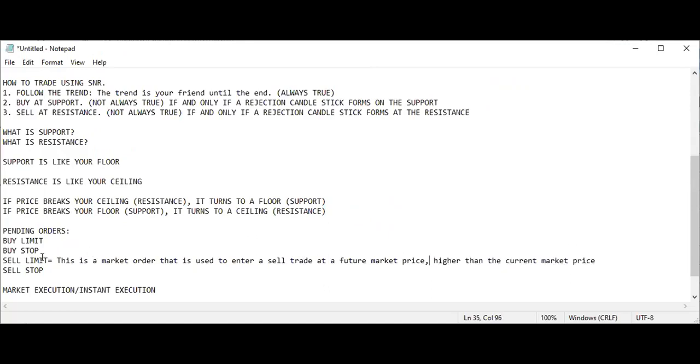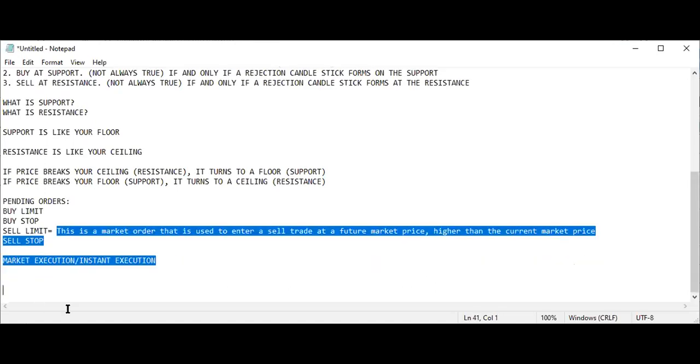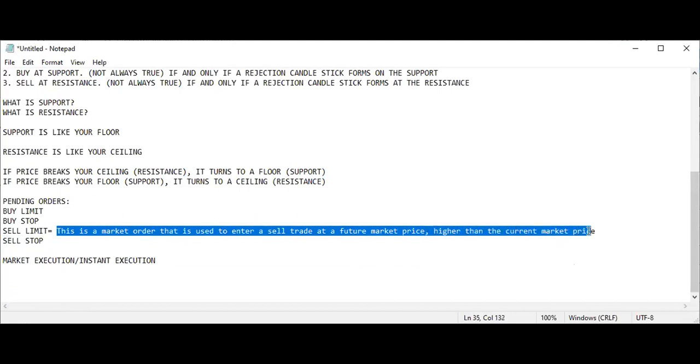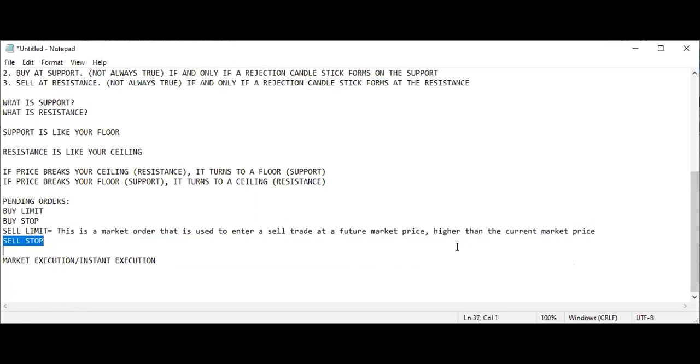All right. Let's go over it again. Sell limit is what? This is a market order. All these pending orders are market orders. This is a market order that is used to enter a sell at a future market price. At a future, not now, not present tense, future tense. At a future market price higher than the current market price. That is the market price that you want to enter your sell. It has to be higher than where price is at the moment.